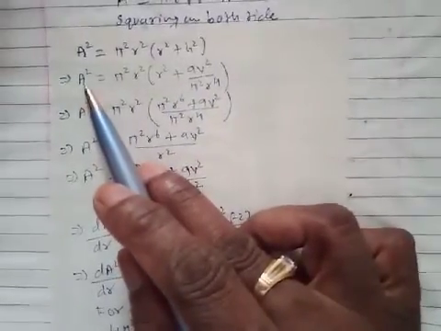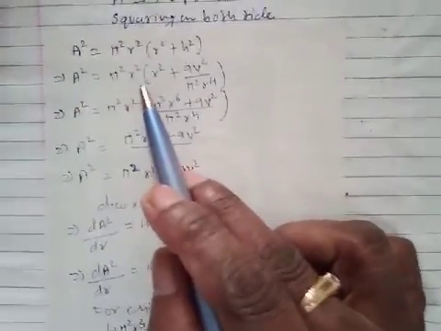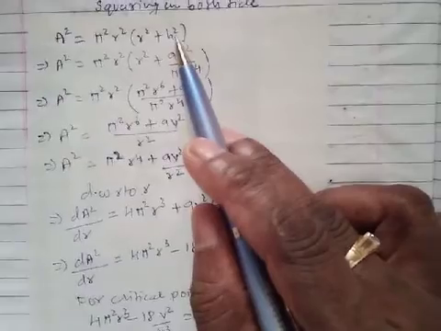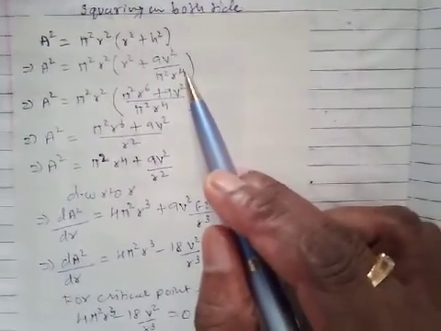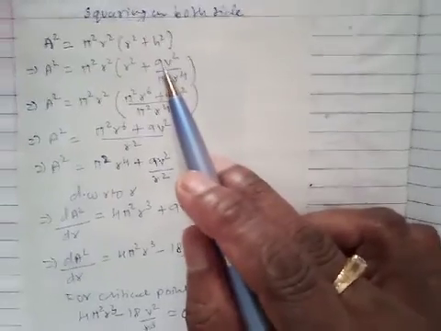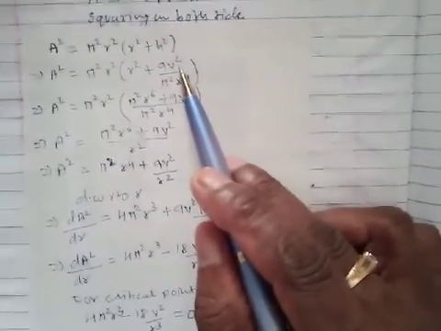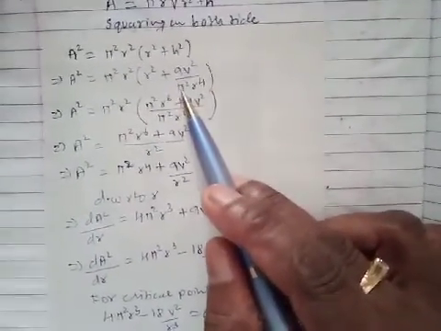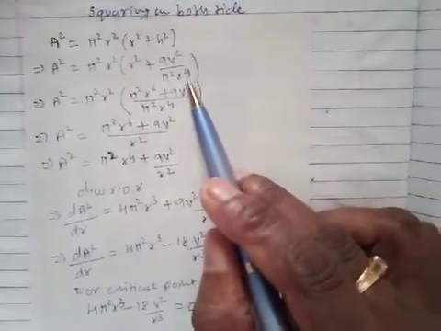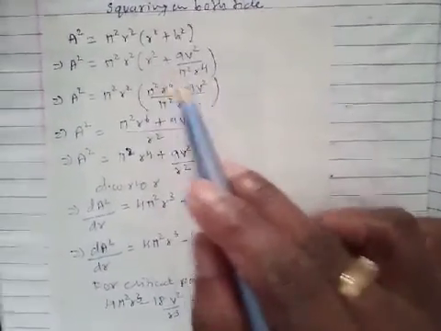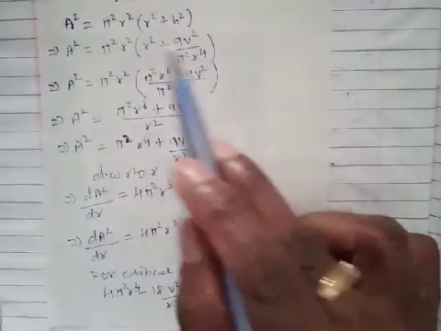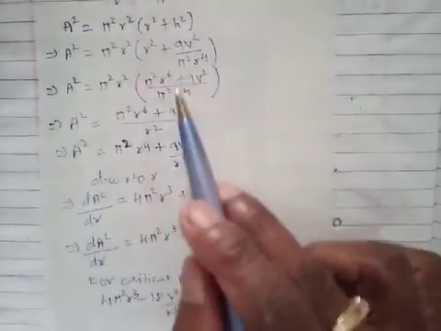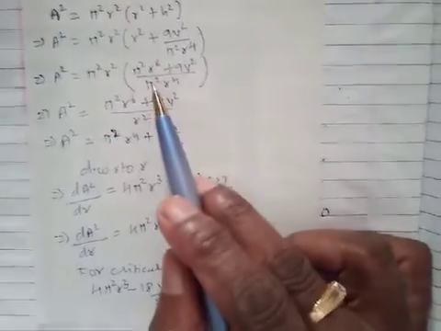So A square is equal to pi square r square, and here you have to substitute the value of h from the first equation. If you substitute, you will get 9v square upon pi square r raised to 4, since we have to square it. Take the LCM: pi square r raised to 6, and the LCM will be pi square r raised to 4.